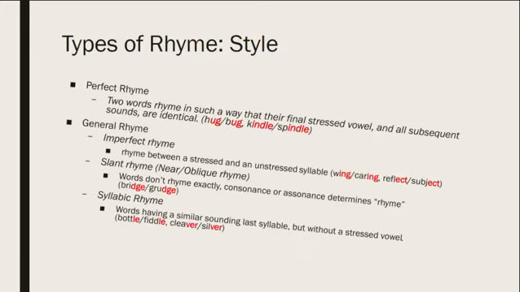Syllabic rhyme is the last one, and like it says here, they have a similar sounding last syllable, but without a stressed vowel. In the case of bottle and fiddle, there's a little bit of a rhyme going on, but the vowels and some of those other sounds aren't the same. The same with cleaver and the infamous silver, the word that doesn't rhyme. You can rhyme silver with other words that end in ver. So these are all examples of general rhyme. They're not perfect, they get us close, and they work for all intents and purposes if you're writing a poem or a song and you can't quite find that perfect word to rhyme things with.